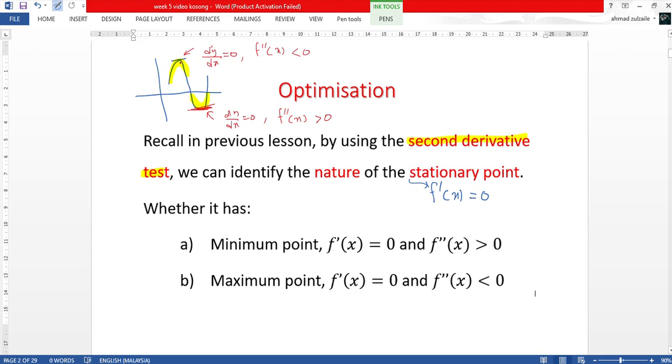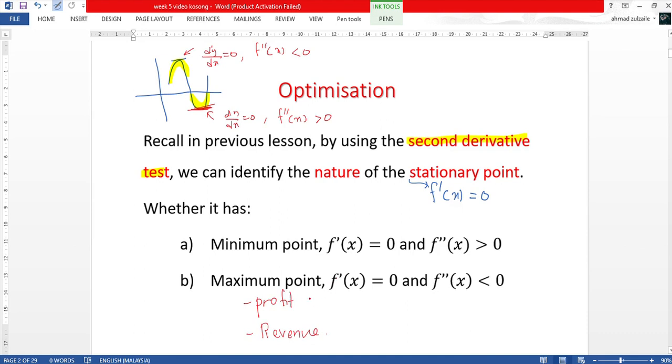Concave down is a maximum point, where concave down we represented last time as an umbrella. When it's raining, the water will drip down when you use the umbrella. So that is why we call it concave down, where you have a maximum point. Okay, so that is the understanding. So usually in exam questions, we ask for maximum, usually profit. Maximum, usually we ask you to maximize the profit or maximize the revenue.